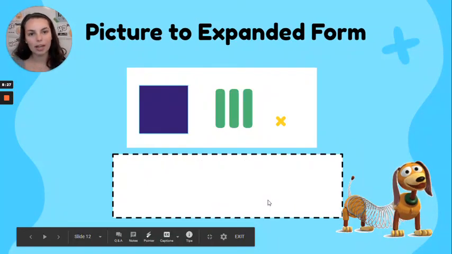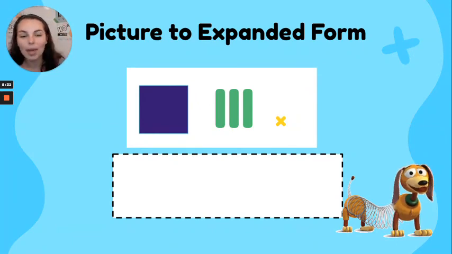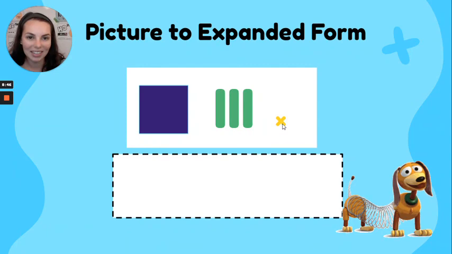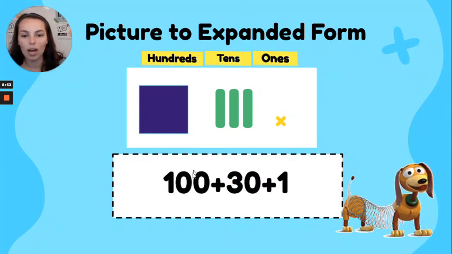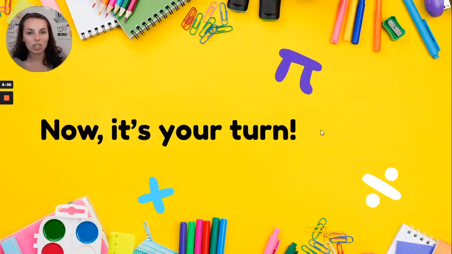And lastly, picture to expanded form. We're just switching them now. Picture tells me 100, this is my favorite one by the way, 100 plus 10, 20, 30 plus 1. I think this is the easiest way to get to expanded form. If I draw it out, 100 plus 30 plus 1. There we go. Now it's your turn.